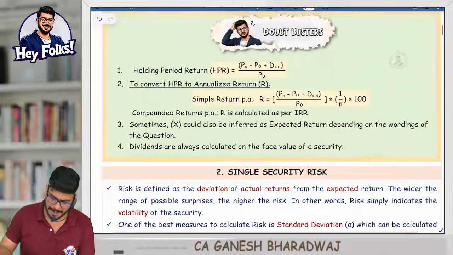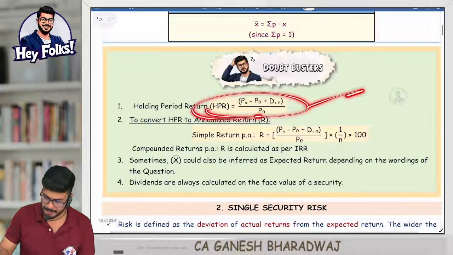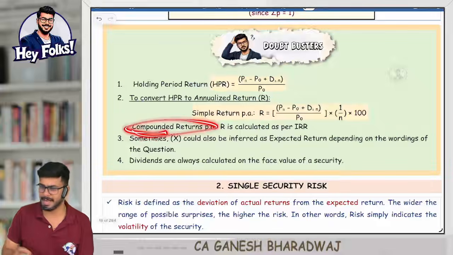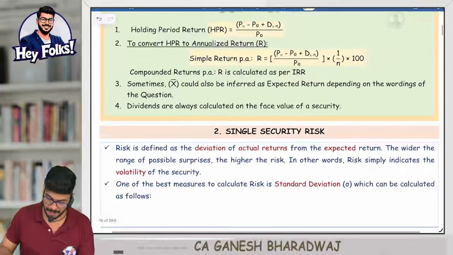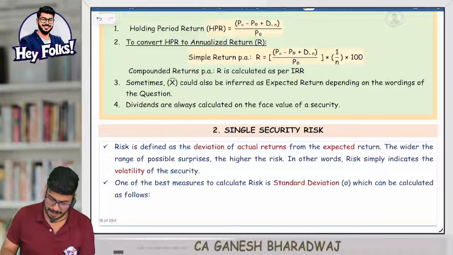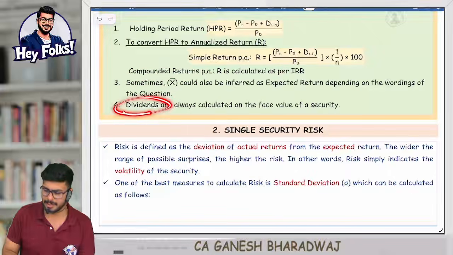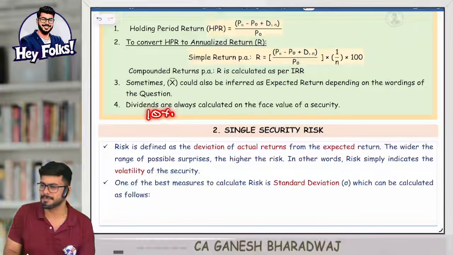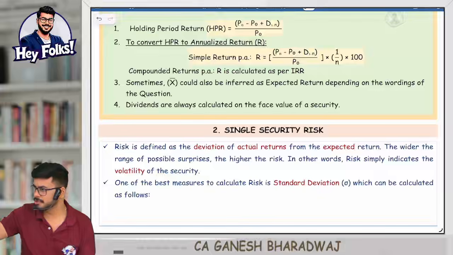Guys, clear? And I also told you the concept of holding period return and how to annualize holding period return. Compound interest, I told you, we will anyways be seeing in the time value of money chapters. This we will be seeing later. And as you guys know, whenever a dividend is given, when they are saying the dividend is 10%, how will you calculate the dividend amount? It is applied on the face value. You guys are aware of that?